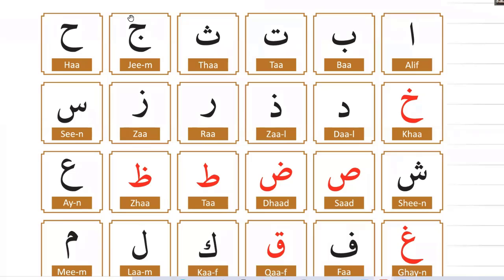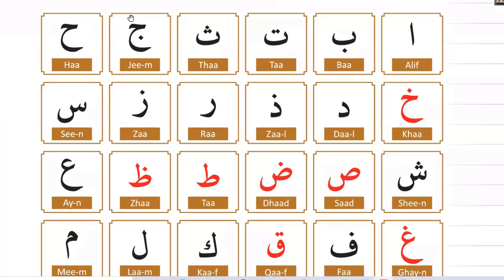Then the next one is ha. Ha basically comes out from your throat, right? It's a hard sound, like when you eat something hard, how you would pronounce the letter ha. Ha is again a straight line with a C and without any dots. A straight line and a C, but no dot in it. And then we pronounce this letter as ha, right? So this is the sound of ha, as in hamida, alhamdu.